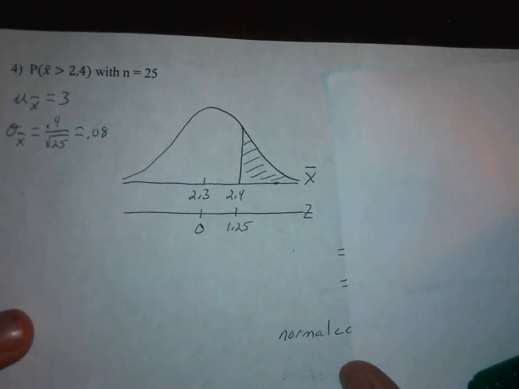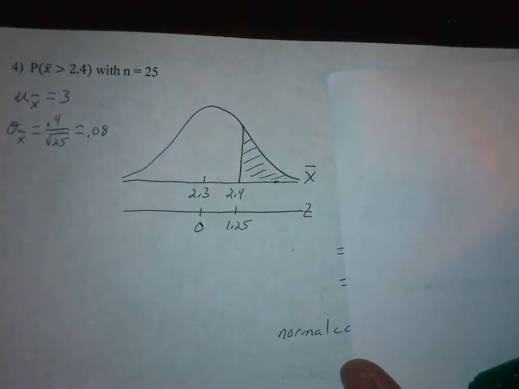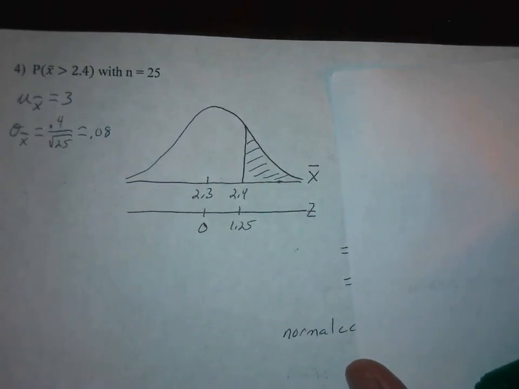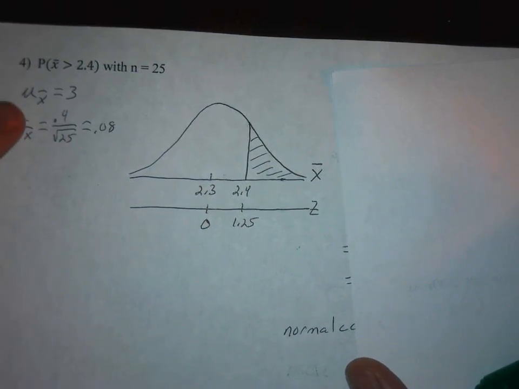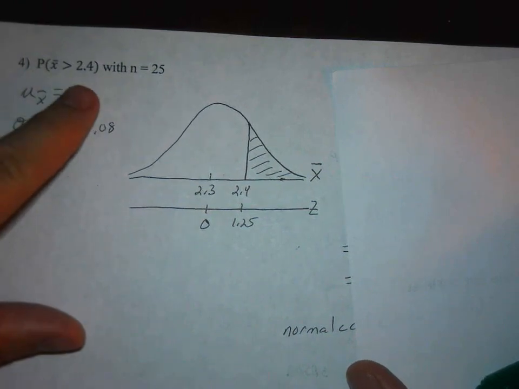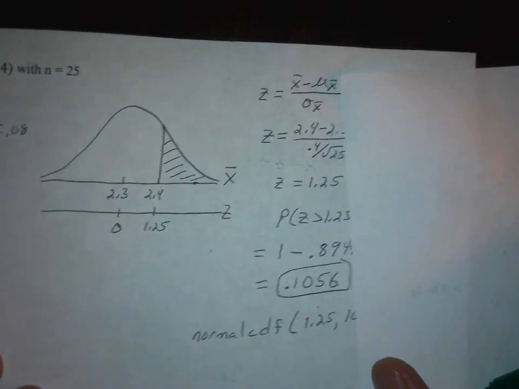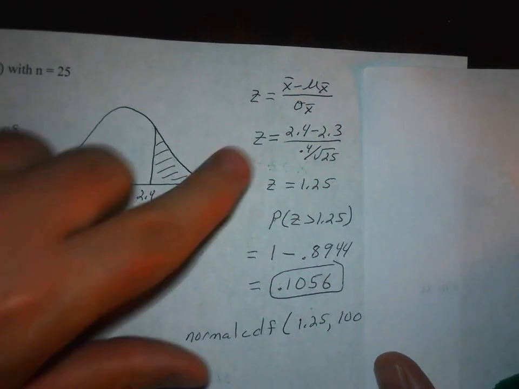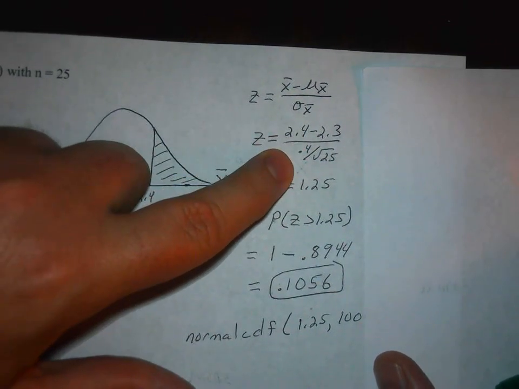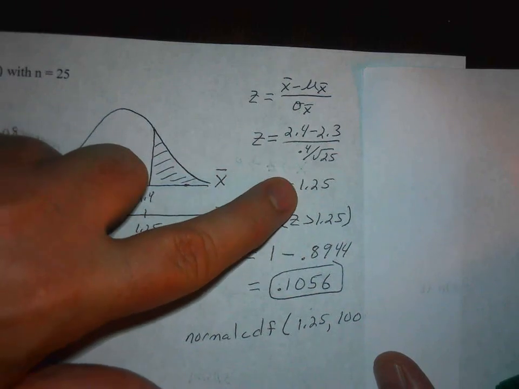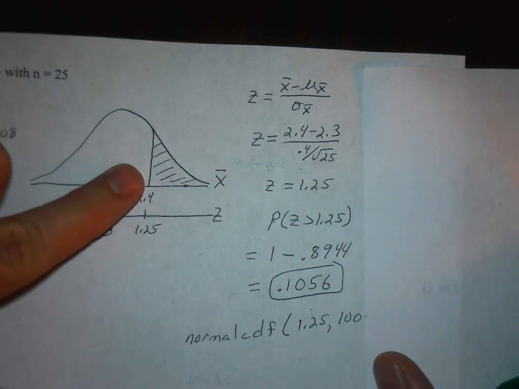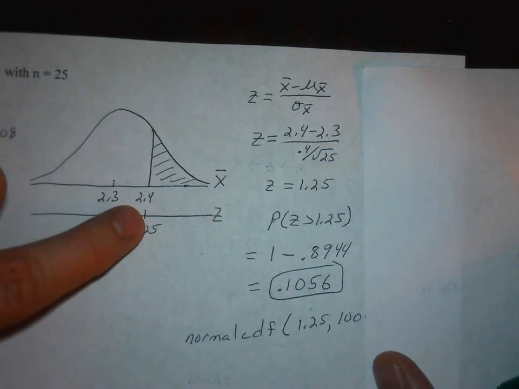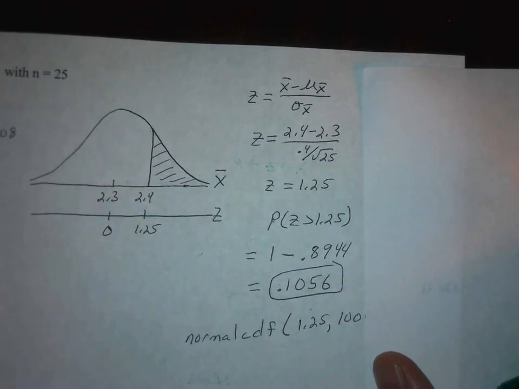So now the probability that x bar is greater than 2.4, same sample size of 25, so it's that same distribution as number 3. So now when you turn 2.4 into a z-score, so 2.4 minus 2.3 over the sigma sub x bar, you get 1.25 for the z-score. So a sample mean of 2.4 is in the same location as 1.25 on the z-axis.